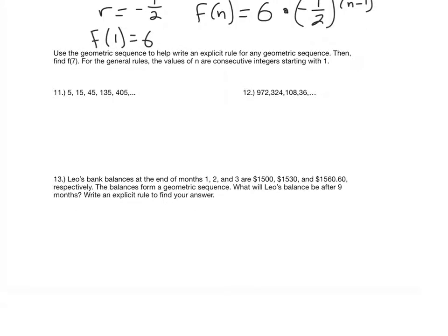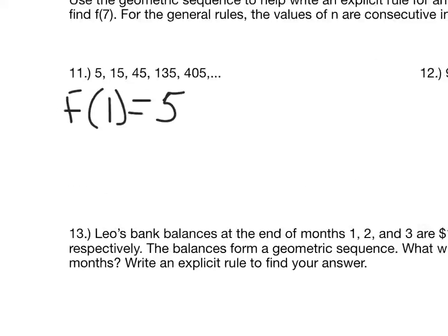Now we are given a geometric sequence, and we want to write a rule and then use the rule to find the 7th term. And again, you'll be using your calculators for these type of problems. So first step, though, is to write a rule. And if we take a look at this sequence, we have f of 1. f of 1 is going to be 5. Let me zoom in a little.